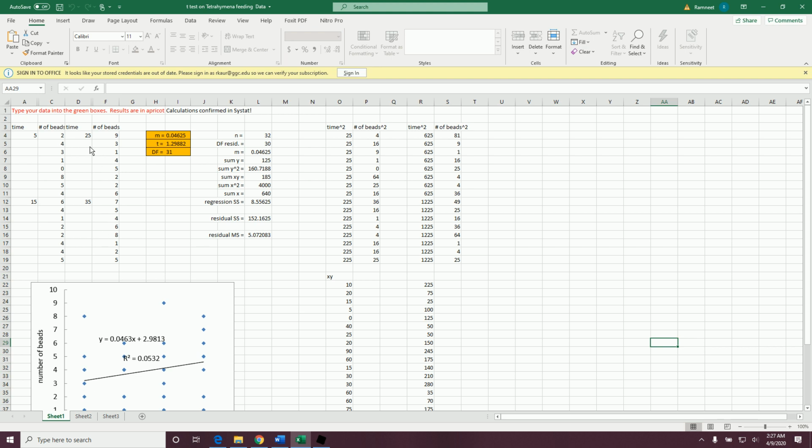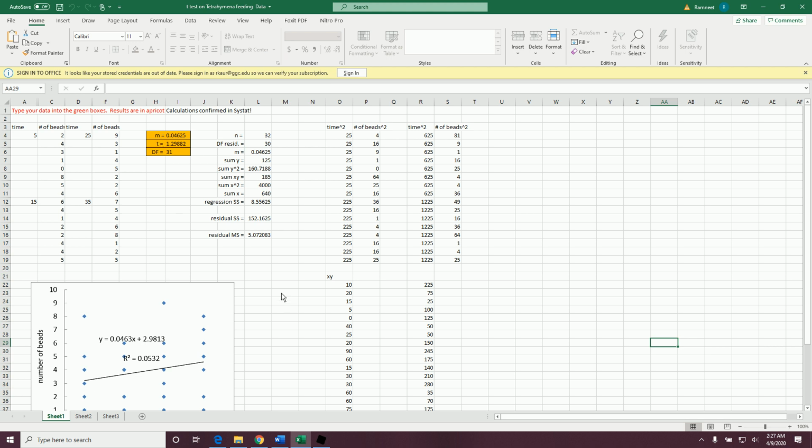So when you add the data in this Excel sheet, you get some values. Now what is the M value? The M value is basically the feeding rate. The T value is a statistical value, and DF is degrees of freedom. Degrees of freedom is usually the number of values you have in the data minus 1. We have around 32, so subtract 1, and it becomes 31. So we have 31 degrees of freedom, this is the T value, and this is the feeding rate.